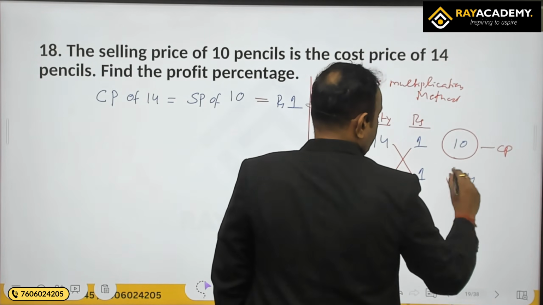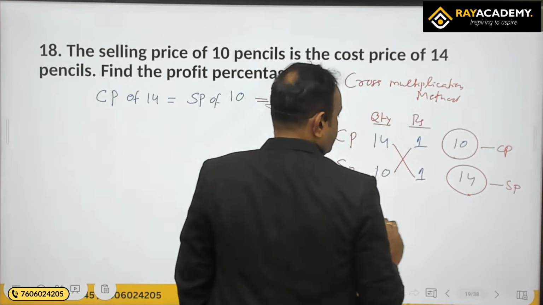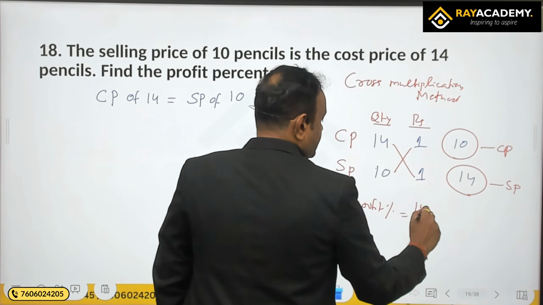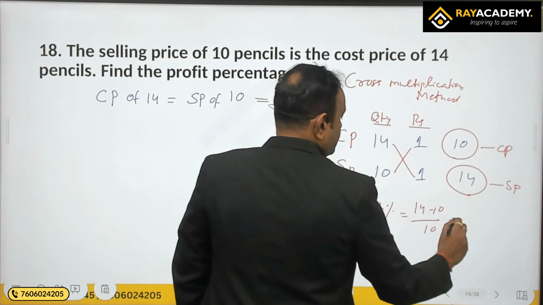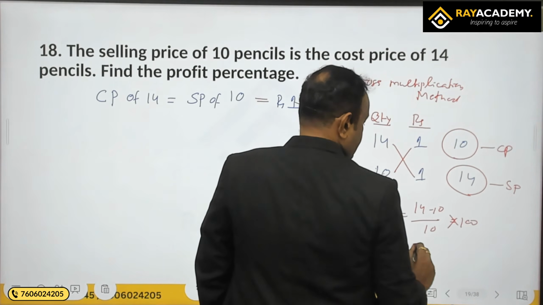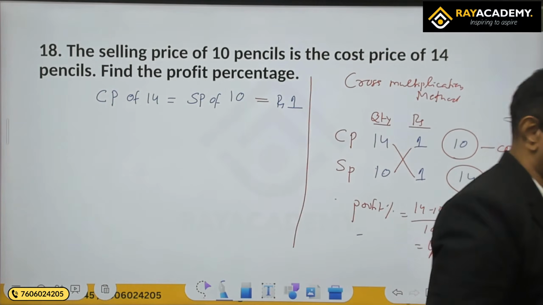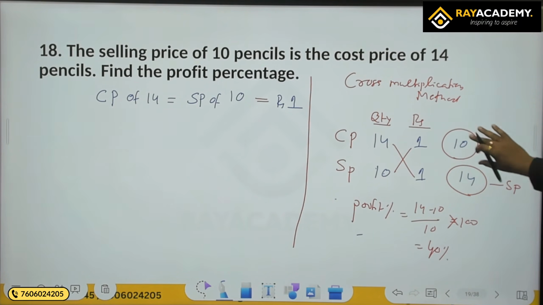Assume the cost price and the selling price. Profit percentage is (14 minus 10) by 10 into 100, that is 40 percentage. So this is the shortcut. It is not the actual cost price or the actual selling price; it is only for the sake of calculation so that you can do it very easily.